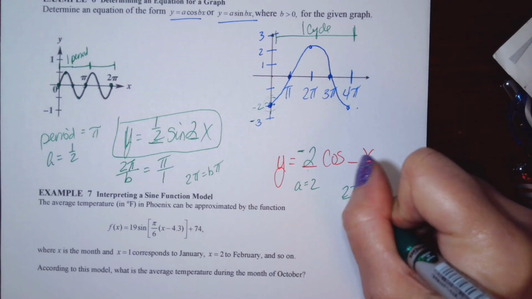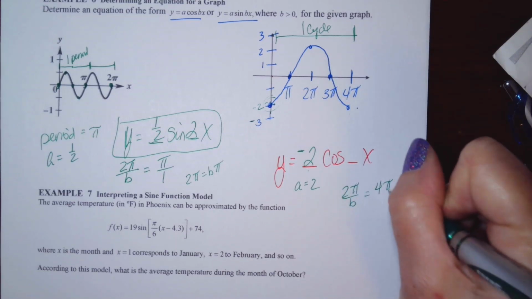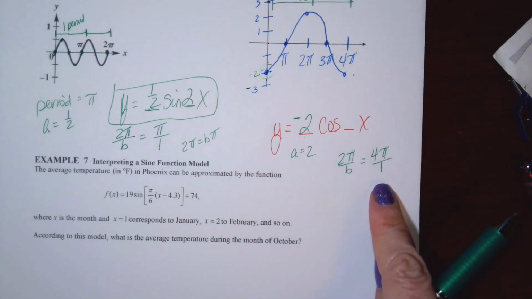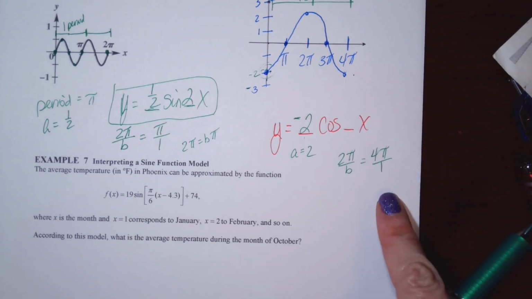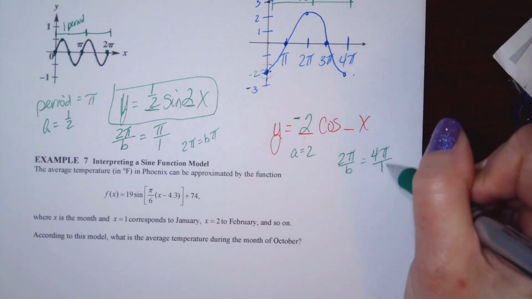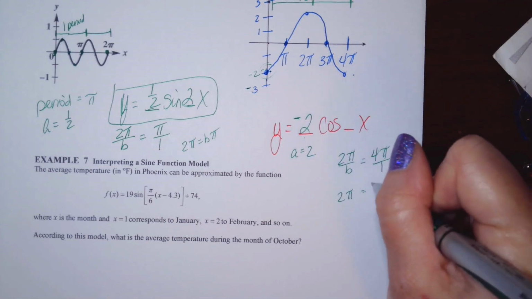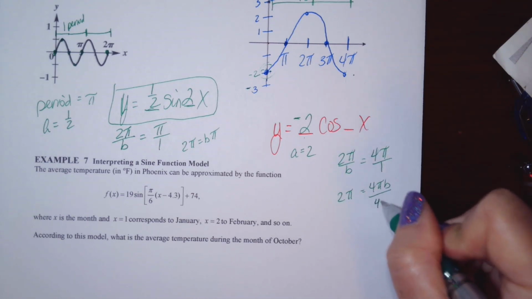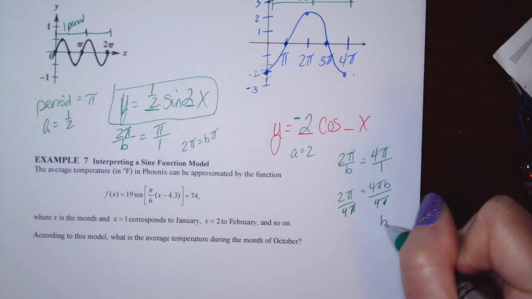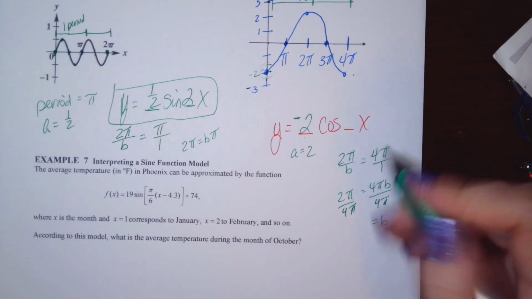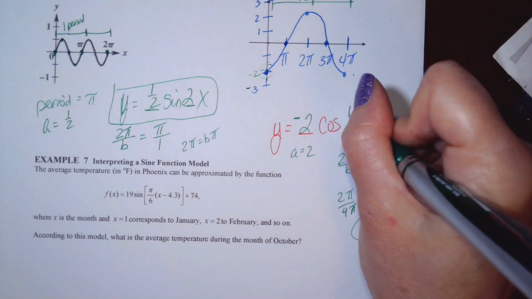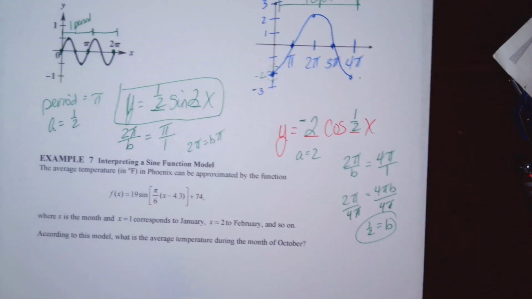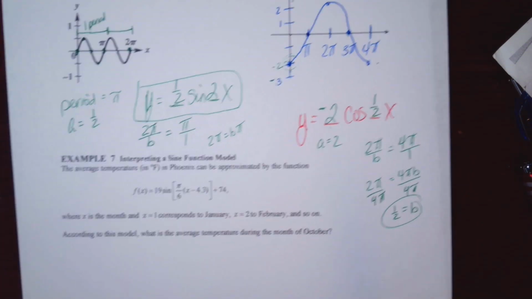So what started as 2 pi over b ended up as 4 pi. I can make that 4 pi over 1 so that I can think about using this as a proportion. If I do this as a proportion, find cross products, I get 2 pi equals 4 pi b. Divide by 4 pi to solve for b. B is going to be, well, the pi's cancel out and I've got 1/2. B is 1/2. So my value for b here would be 1/2 to get me to a period or a cycle of 4 pi.